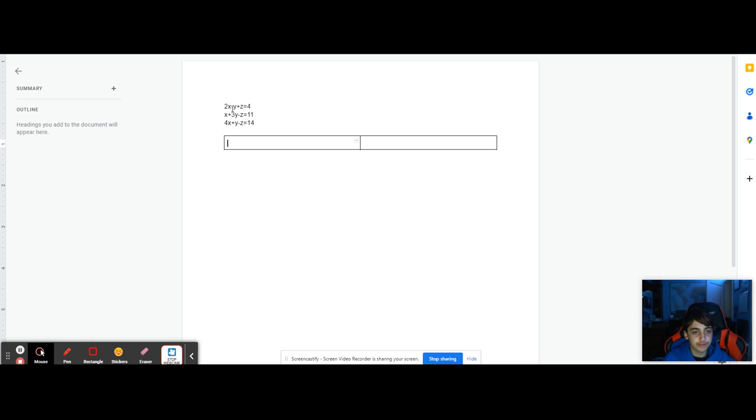All right, so we got 2x minus y plus z equals 4, x plus 3y minus z equals 11, and 4x plus y minus z equals 14. What I notice is that these z's are all isolated, and one of them is positive, and two of them are negative. So we're gonna put this equation into the table, both sides, and then we're gonna put each one equation under each.